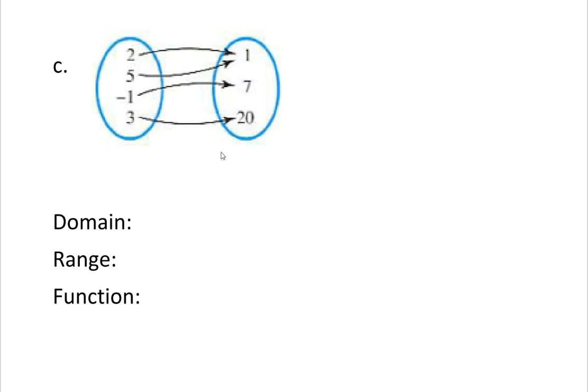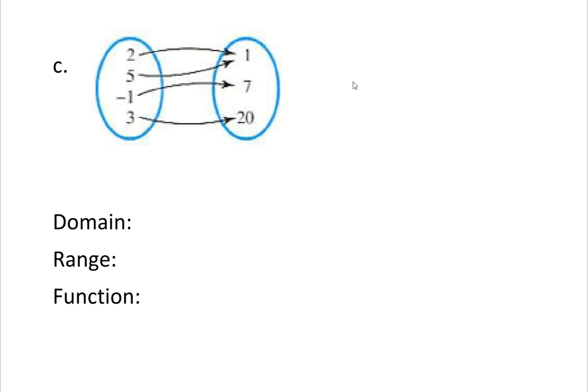So what we said earlier when we defined a function was that each value in the domain has to go to a different value in the range. That means that, for example, 2 can't go to 1 and 7. It can't go to two different y values. But it's okay if we have two different x values going to one y value.